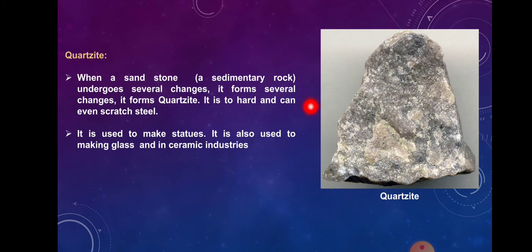This is the structure of quartz. After changing, it gets a very hard shape and can even scratch steel. It is used to make statues, and it is also used for making glass in ceramic industries. Due to its hard shape, it is used to scratch or write on glass. These are the different types of metamorphic rocks, children: marble, slate, gneiss, and quartz are examples of metamorphic rocks.